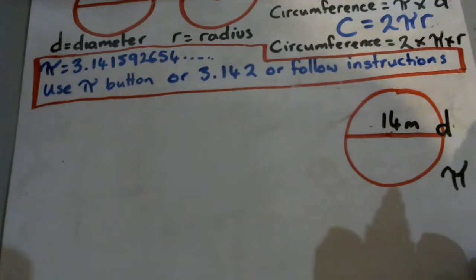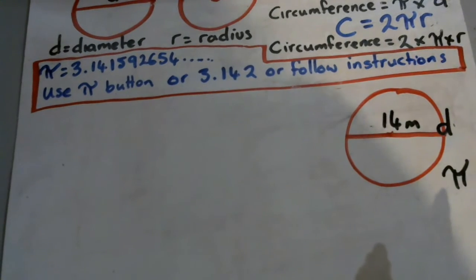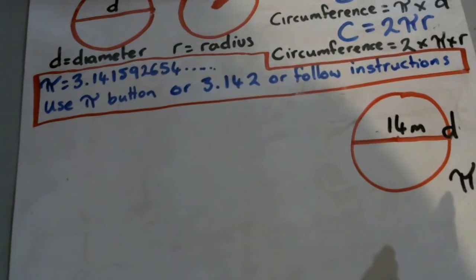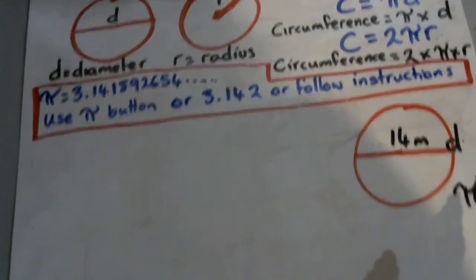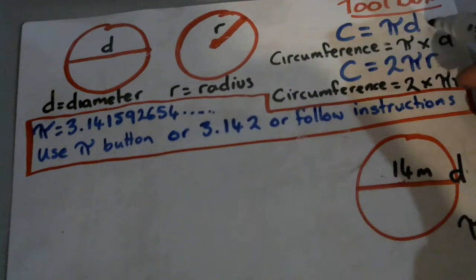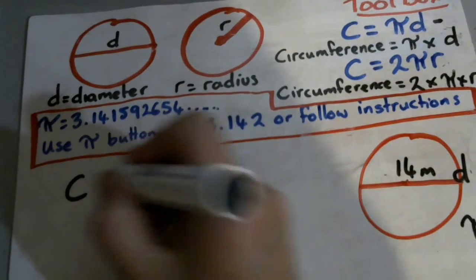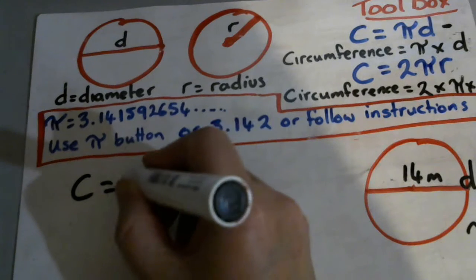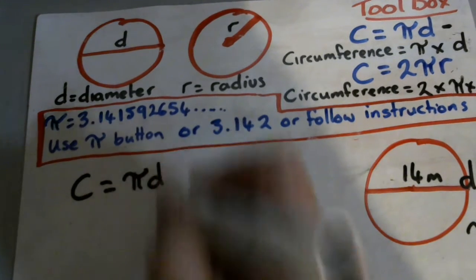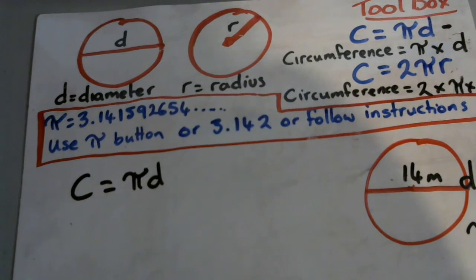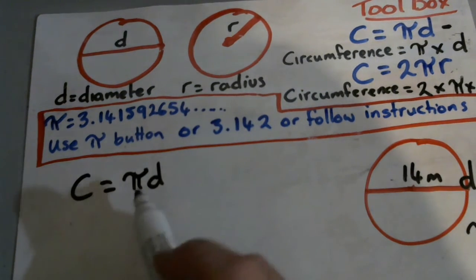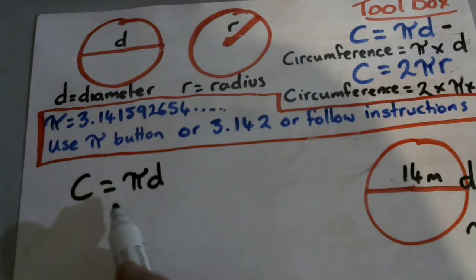Okay, and it's really important that you follow these steps. Step 1 is show the tool that you're using. So I'm using this tool here, so I write it down: circumference equals pi times d. My next step is to put in any values that I know.